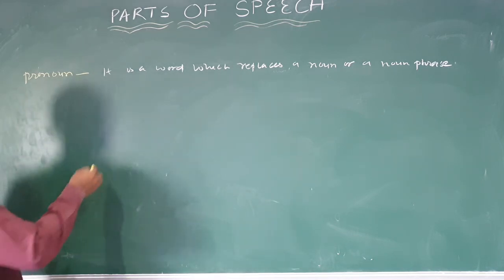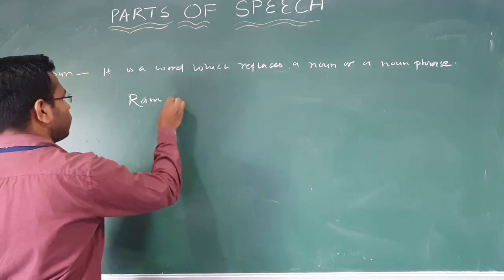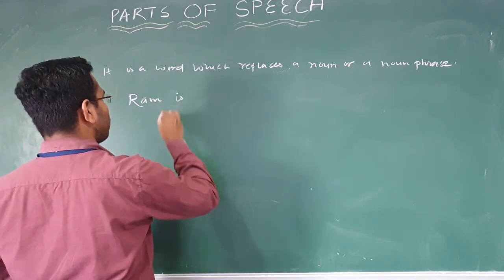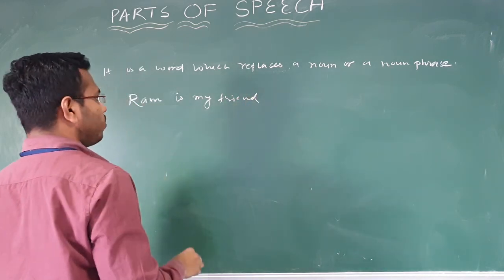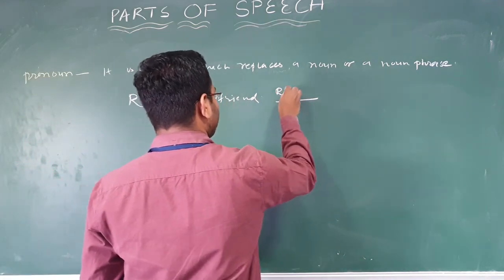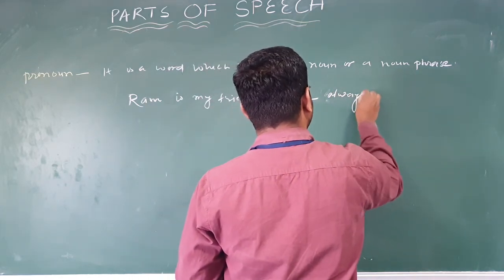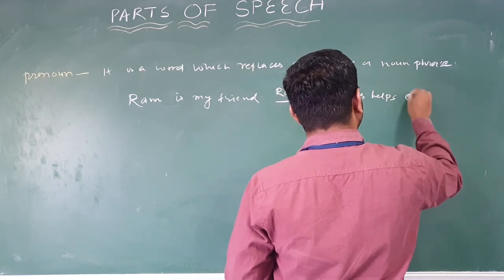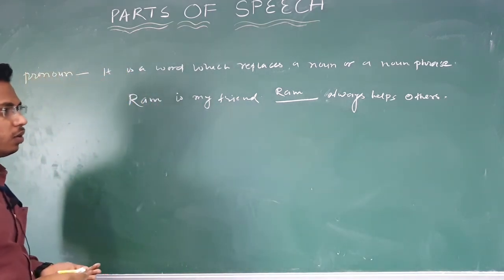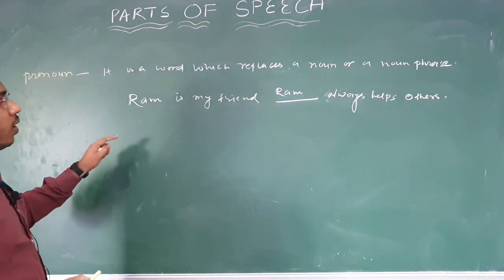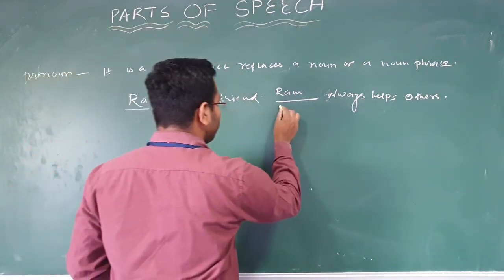Let us see one example. If I say, Ram is my friend. Ram always helps others. So you can see Ram is my friend, and again Ram always helps others. We have two Rams, we are repeating this noun.